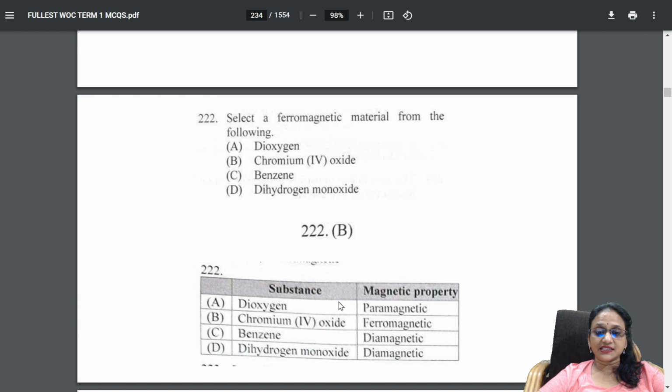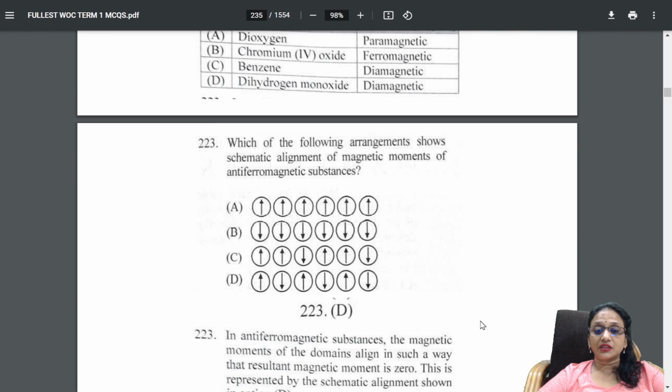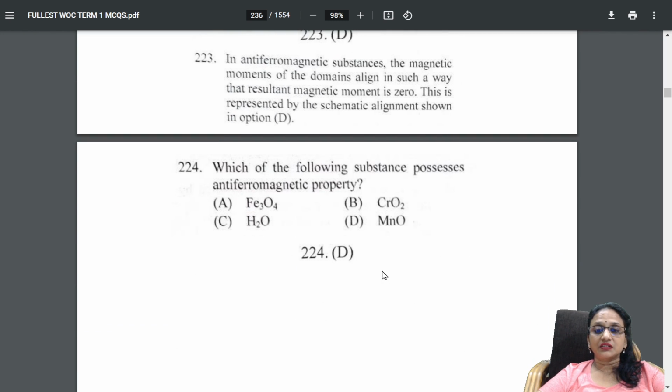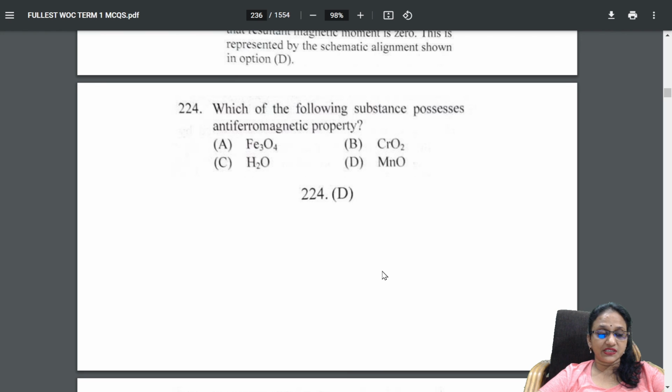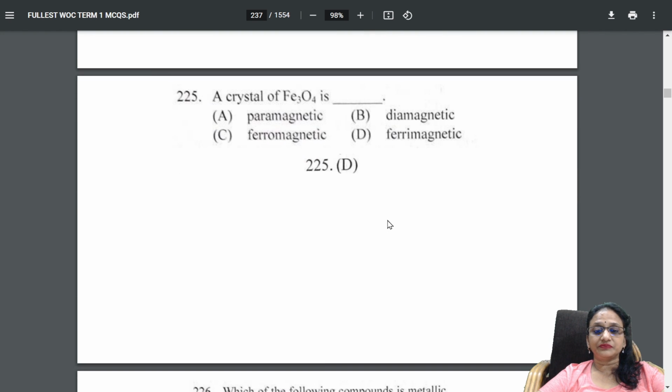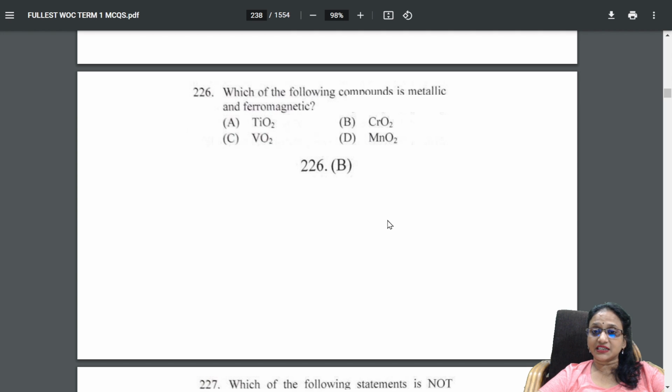So below also you have an example. Which molecule shows which type of magnetism? Then this is about the domains. Which of the following arrangements shows the schematic alignment of magnetic moments? Which one is ferro, which is anti-ferro, like that? Which of the following substances shows antiferromagnetism? Examples are given, and they're asking you to tell which one is this. Metallic compound: they're giving you a clue which compound is metallic as well as ferromagnetic. So examples you can remember.